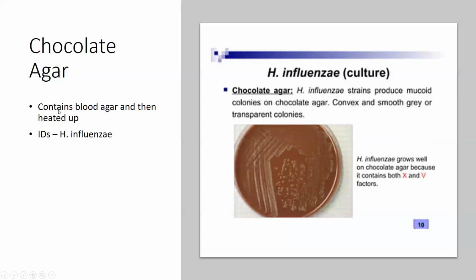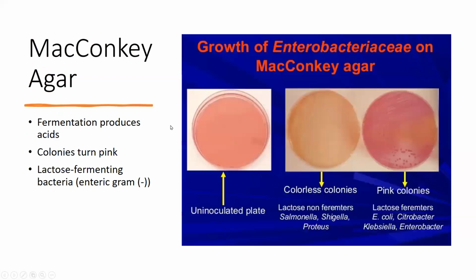Chocolate agar contains blood agar and is then heated up, and so it gets this chocolate or brown appearance. H. flu, so Haemophilus influenzae, grows very well on chocolate agar. I have seen this one come up before in the past, so that's why I have chocolate agar here.